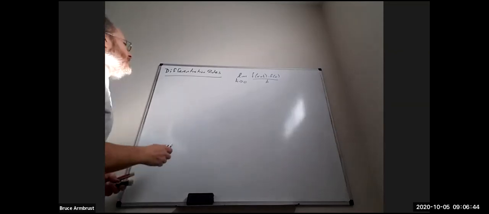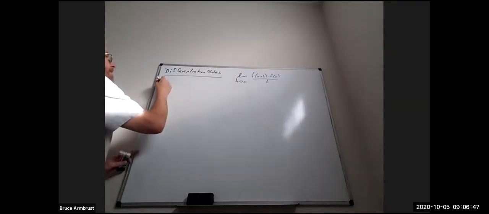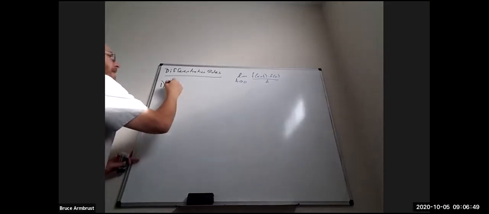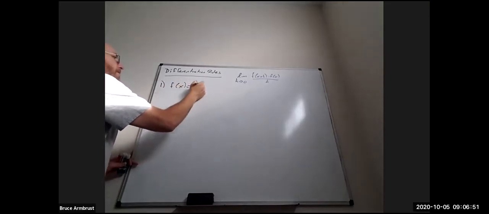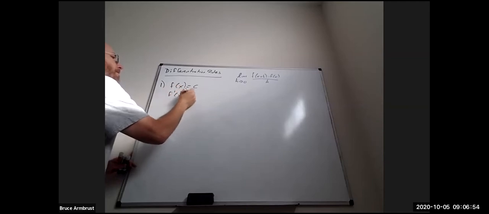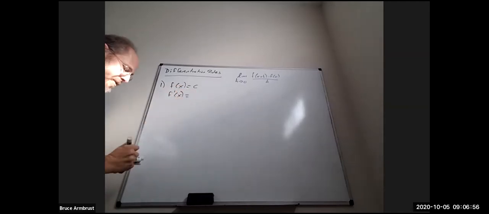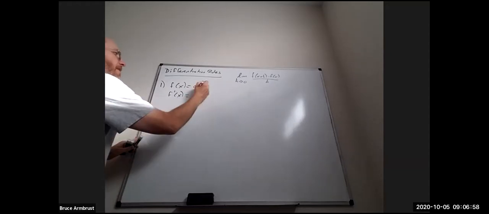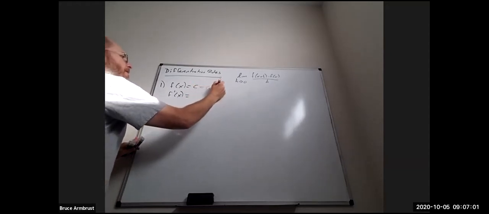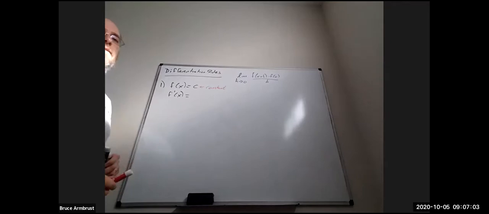All right, so the first one we're going to do is we're going to look at a constant function. So when I write here f of x equals c, it's a constant. Okay, so this would be f of x equals 2, f of x equals 17, whatever. So the question is, what does that limit actually equal? All right, well, let's do it.